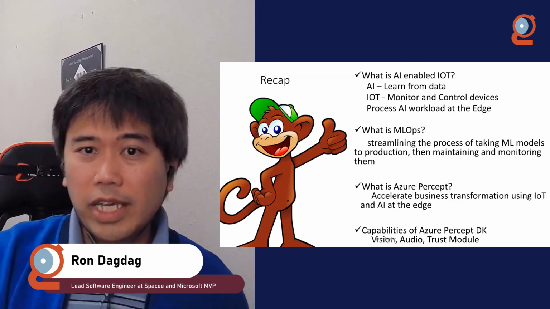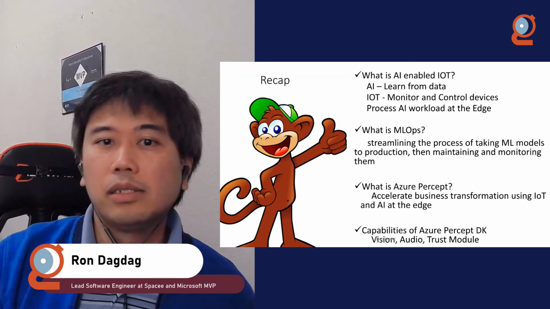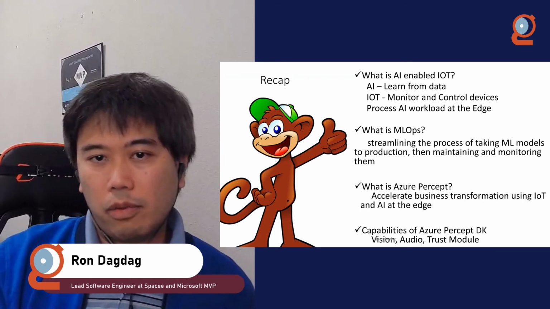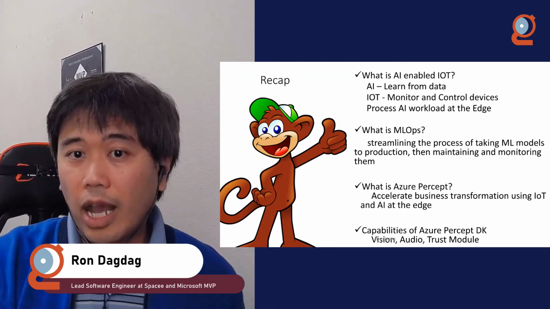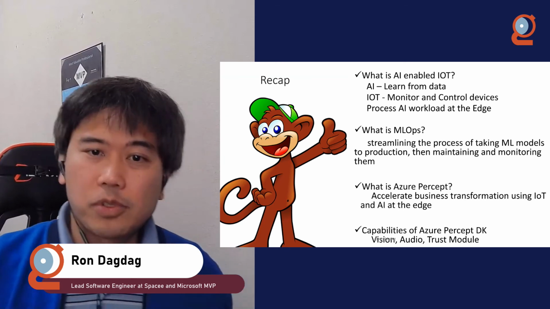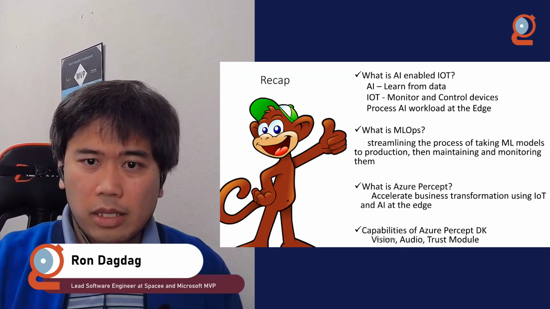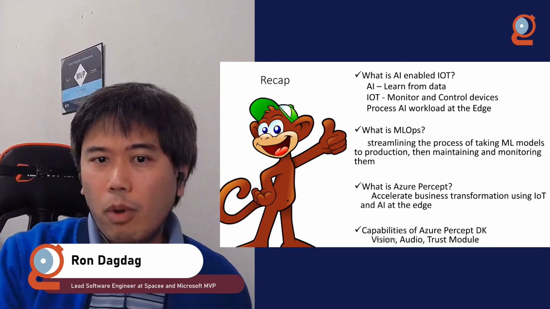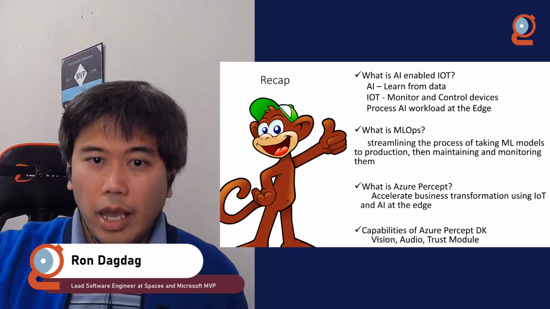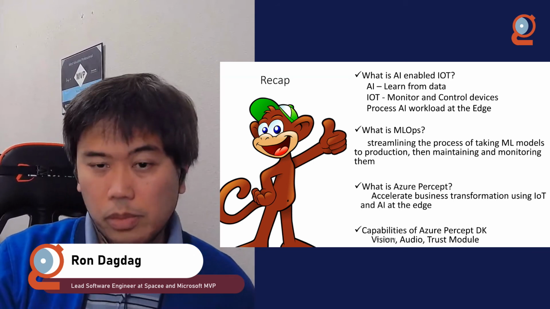So what is AI-enabled IoT? AI, you can learn from data. What is IoT? It's monitoring and controlling devices. It's a way for us to process AI workloads at the edge. What is MLOps? MLOps is a streamlining of this process. And I did show you on Azure Percept the streamlined process of taking ML models into production, maintaining them, monitoring what's going on, and then collecting data and training a new model as a loop.